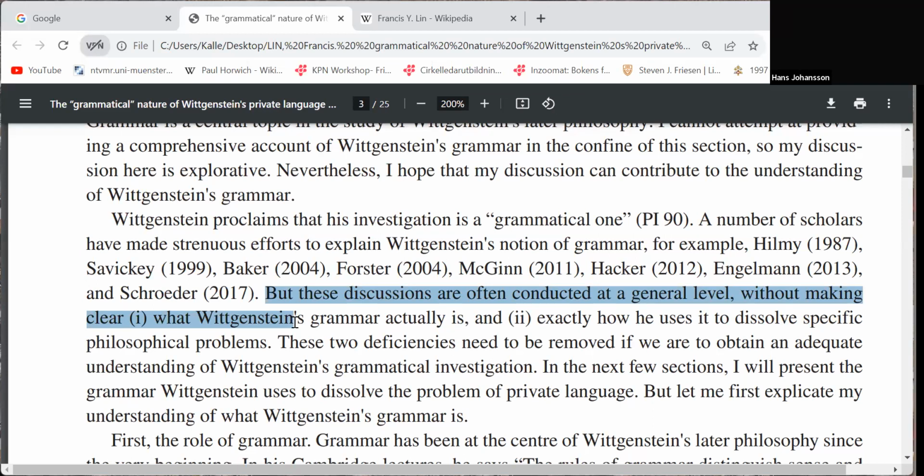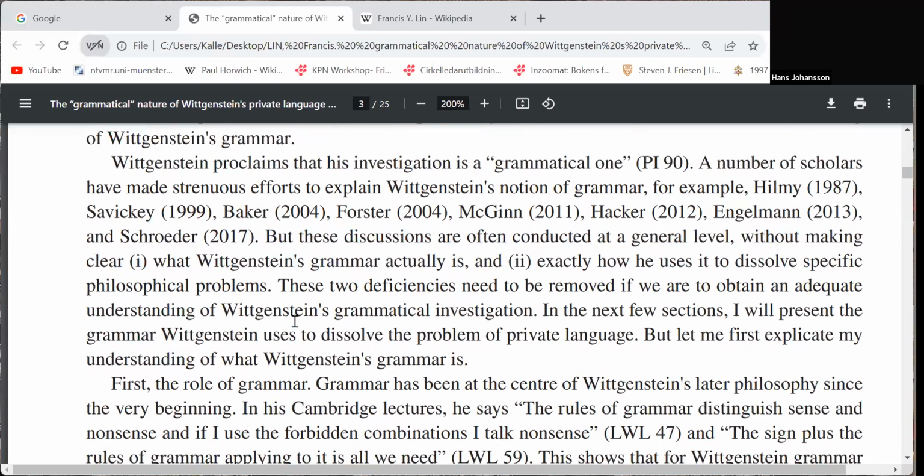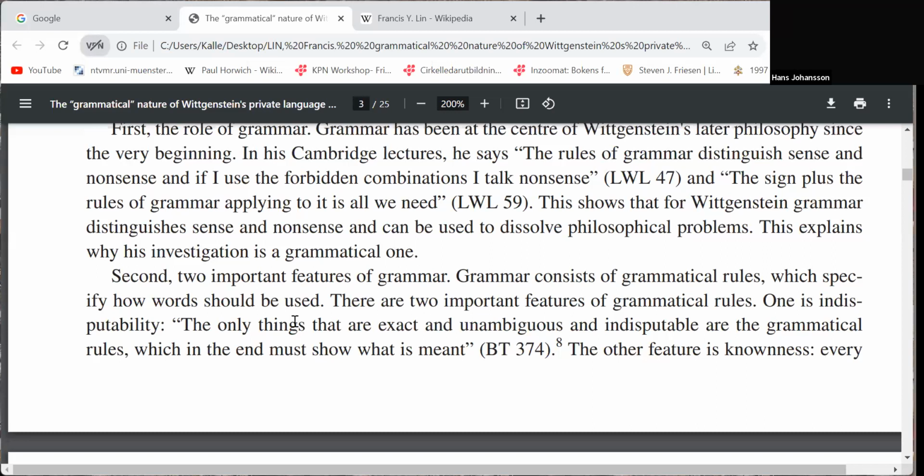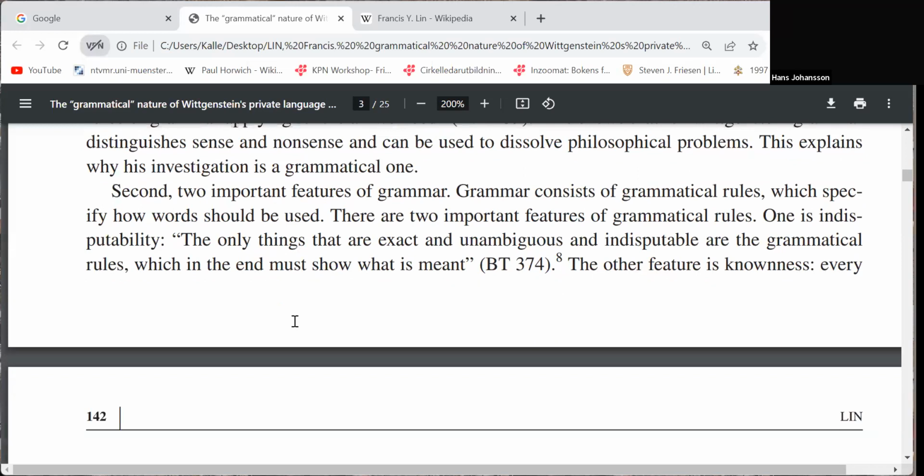And they fail to make clear what Wittgenstein's grammar actually is, and second, exactly how he uses it to dissolve specific philosophical problems. This is the starting point of Francis Lin, which is where he put his surgical knife, so to speak, the metaphorical surgical knife. And go to the last paragraph there. Stating the obvious, but not so obvious. 2nd sentence on that: Grammar consists of grammatical rules which specify how words should be used.